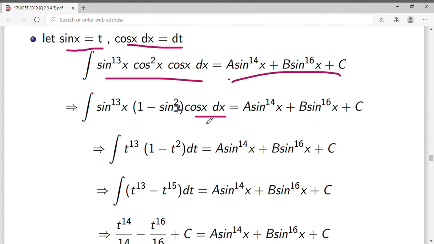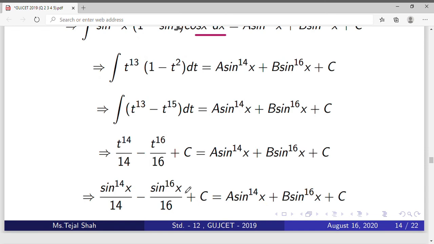So that's why here I split the cos cube x as cos square x into cos x, equal to right hand side is as it is. After multiplication, here t13 minus t raised to 15 into dt equal to right hand side. Now do the integration. So integration of t raised to 13 is t raised to 14 upon 14 minus here t raised to 15 integration is t raised to 16 upon 16 plus c equal to right hand side.